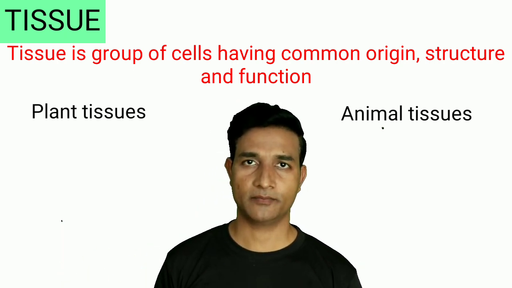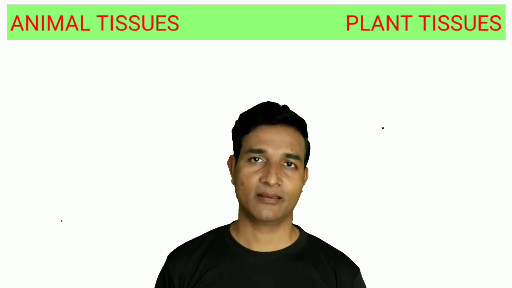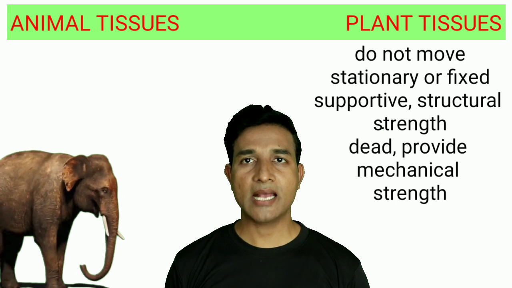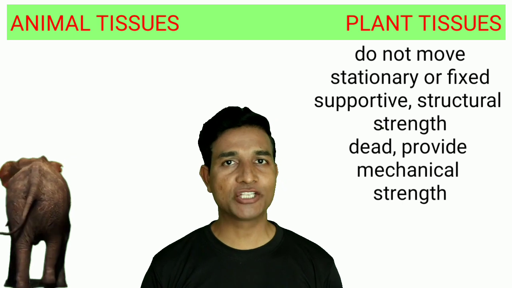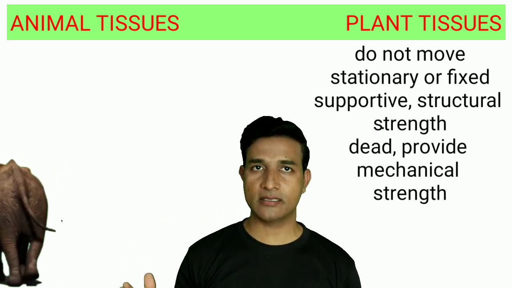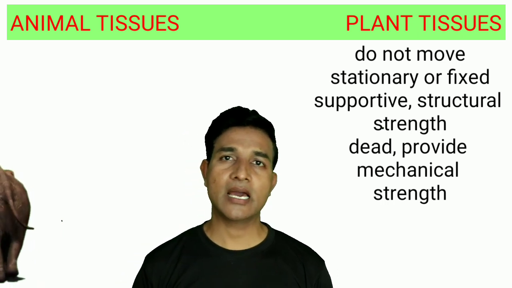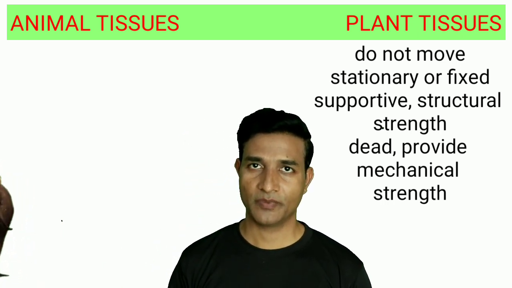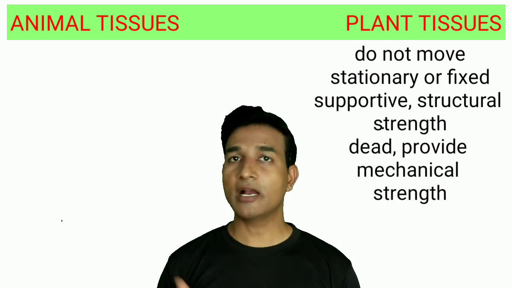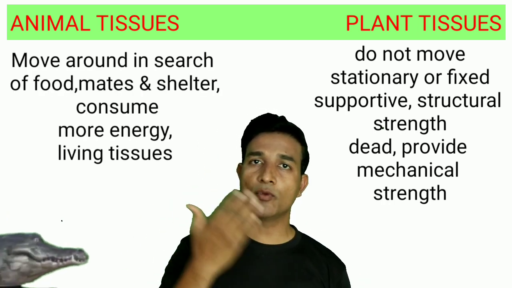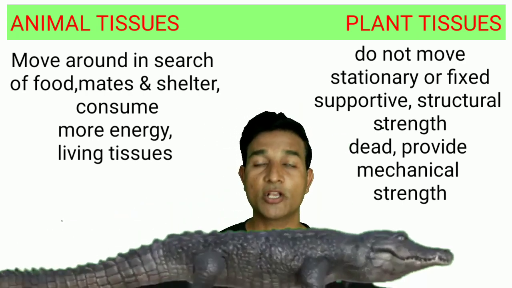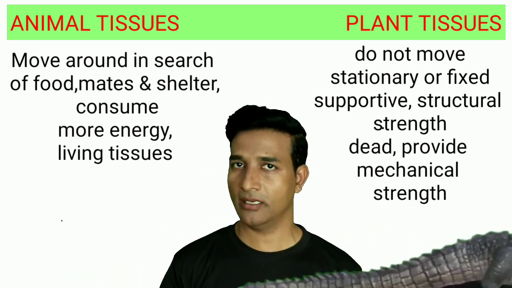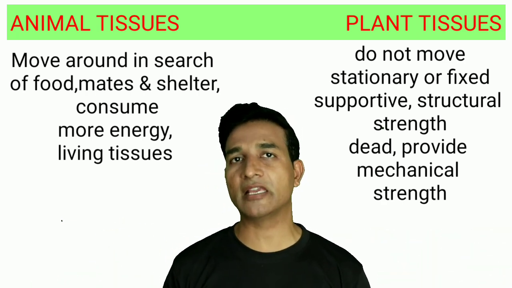Is there any difference? Yes, because we know that plants are stationary, but animals are motile. As plants do not move, most of the tissues are supportive in nature and they give structural strength as well as mechanical strength. They are almost dead tissues. So most of them are dead tissues. When we come to animals, on the other hand, you can see they are moving from one place to another place in search of food, mate or shelter.